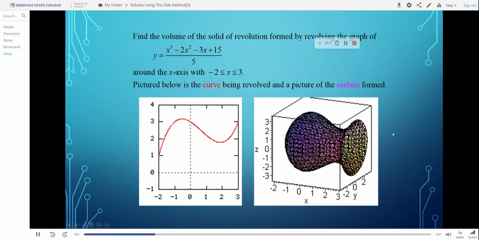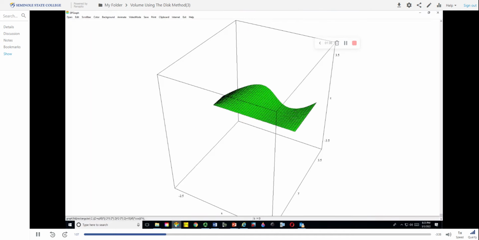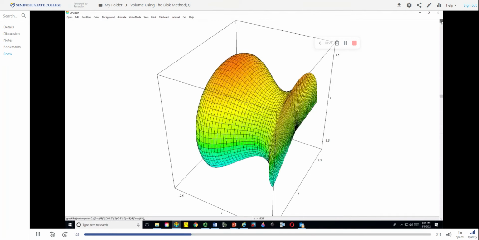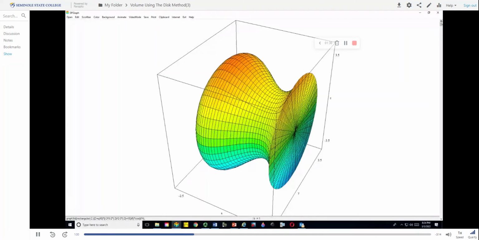Let me give you maybe a better sense of exactly what's going on here. I'm going to show the taskbar so I can pull up some more pictures. Here's the actual surface that's being revolved, the curve, bounded by x between -2 and 3, and the x-axis is right there in this 3D picture. And so if I revolve this surface once around the x-axis, there's the solid that you'll get.